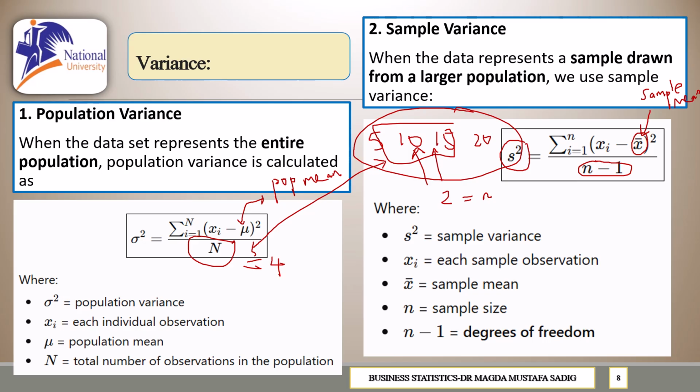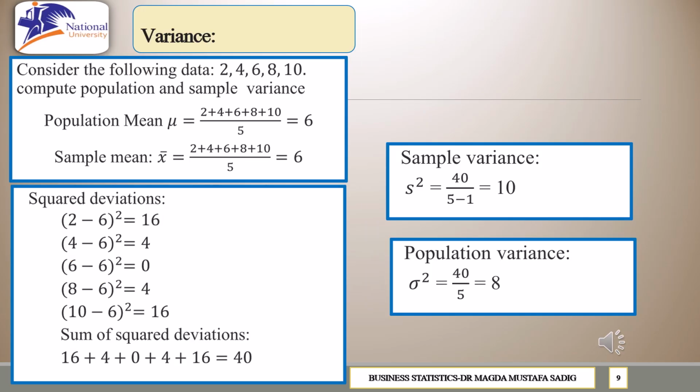Students always ask this question before calculating variance: does my data set represent the entire population, or does it represent only a sample? The answer determines which formula we use. Let us take some examples of population and sample variance.